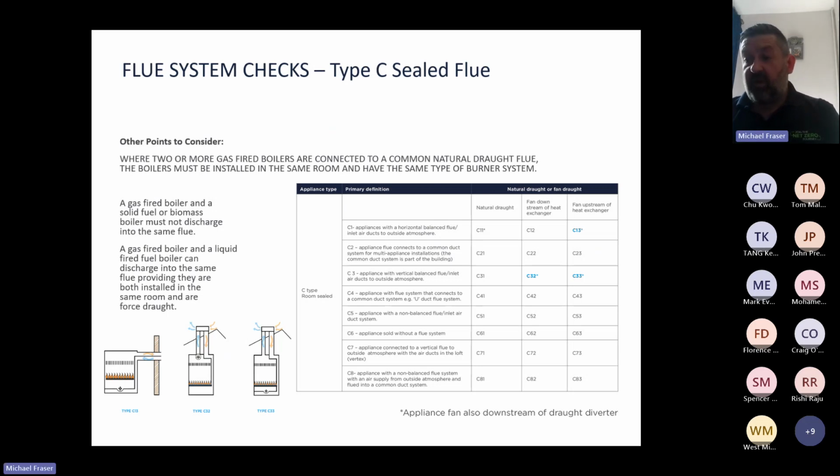Couple of points to consider, not related to type C flue actually, they're relating to type B. Where two or more gas-fired boilers are connected to a common natural draft flue, the boilers must be installed in the same room and have the same type of burner system. A gas-fired boiler and a solid fuel or biomass boiler must not discharge into the same flue. A gas-fired boiler and a liquid-fired fuel boiler can discharge into the same flue, providing they are both installed in the same room and are forced draft.